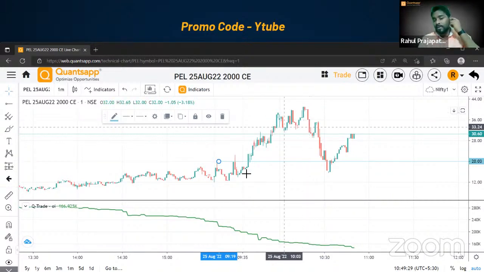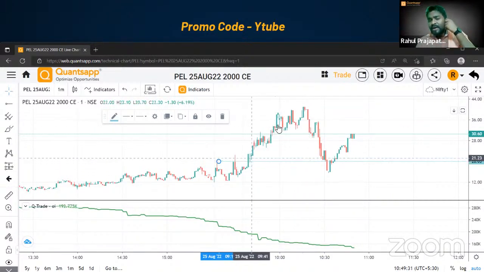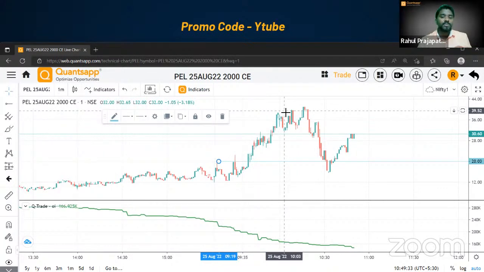Right? So you would have made a good amount of money in just this move alone. From 20 to 30, even 10 rupees you have earned in this. And if you have traded multiple lots, you would have made a good amount of money. 10 rupees only.